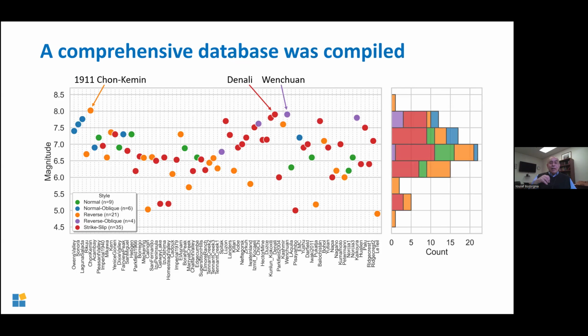This is a figure that Alex put together. The vertical axis is the magnitude of the data. The horizontal axis is the name of the earthquakes. The largest earthquakes that we have are two magnitude 7.9 and one magnitude 8. But the majority of the data, as you see on the right-hand side, is between magnitude 6.5 and 7. Almost half of the data is coming from strike-slip faults. After that, reverse. After that, normal, which is as you expect.